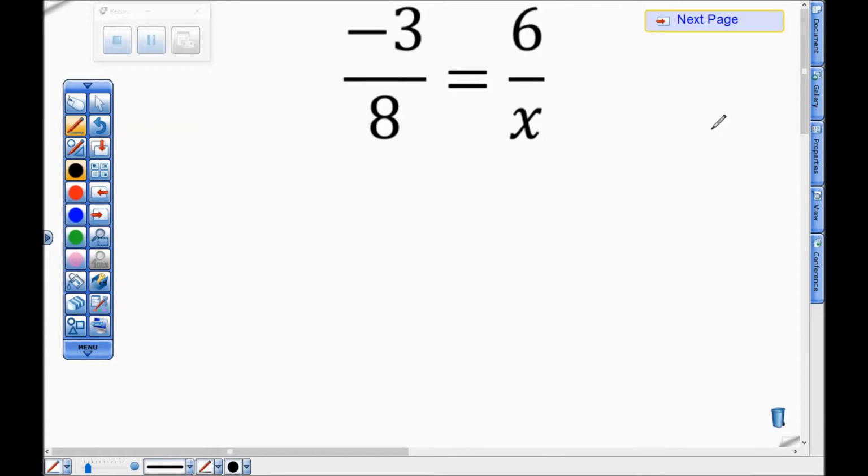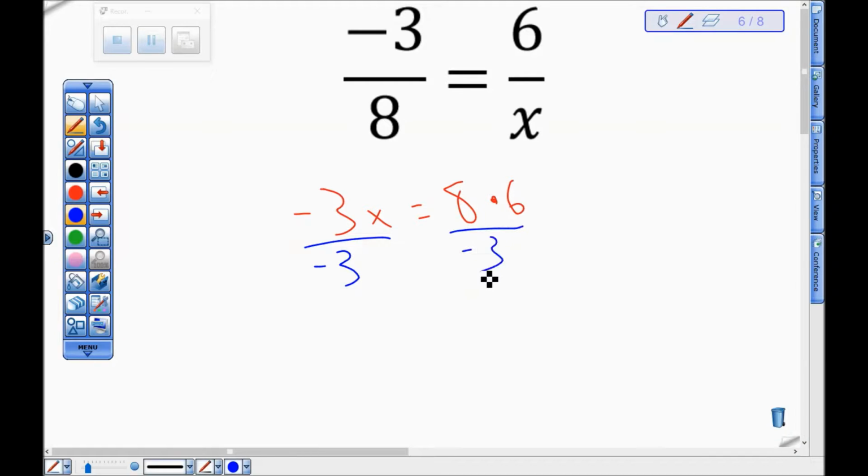Here I've got negative 3 divided by 8 equals 6 divided by x. Okay, cross products. Negative 3 times x equals 8 times 6. Divide by negative 3. And I'll get that x is 6 divided by negative 3 is negative 2 times 8 is negative 16. Okay, I didn't rewrite that time because I had a different color and because we know we multiply the guys diagonal and divide by the third one.